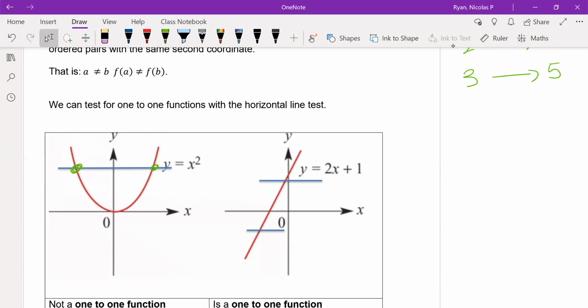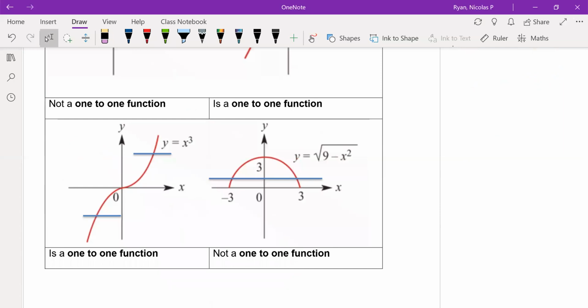Whereas when I looked over here, I've got a y value of, I don't know, that looks like about 4. Y value of 4 here. It's got an x value of 2. Sorry, negative 2 and 2. So even though each x value only has one y value, these y values map back to 2 possible x values.